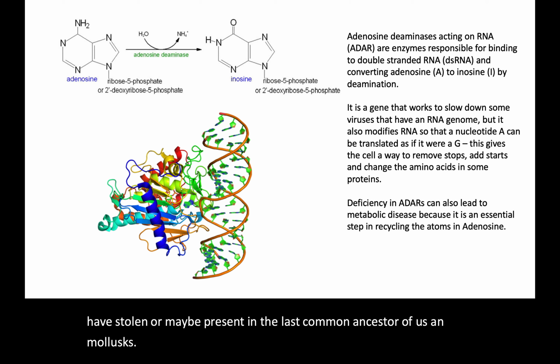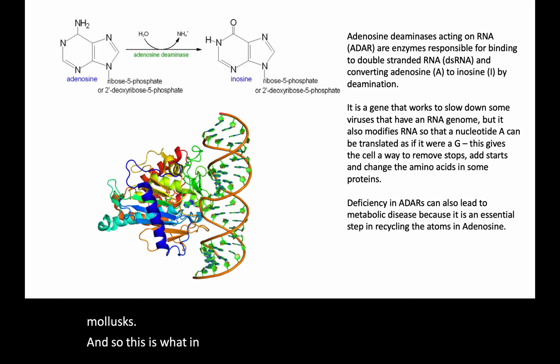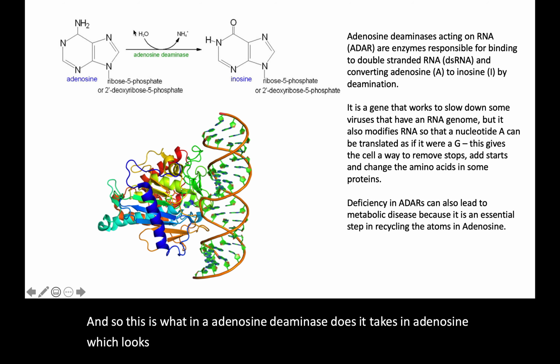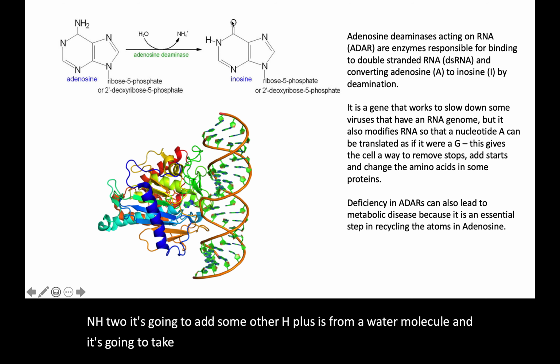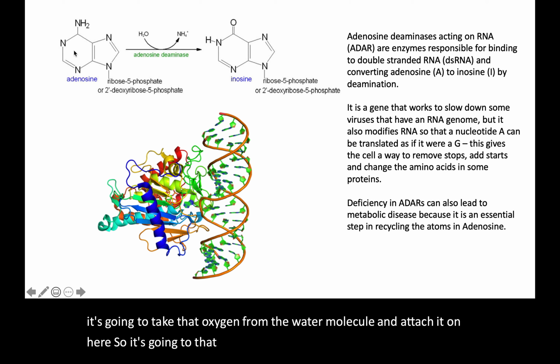And so this is what an adenosine deaminase does. It takes an adenosine, which looks like this, and it pops off the amine group up here. So this NH2 is going to add two other H pluses from a water molecule, and it's going to take that oxygen from the water molecule and attach it on here. So it's going to do that little piece of chemistry, and it's going to convert an adenosine into a thing called an inosine.